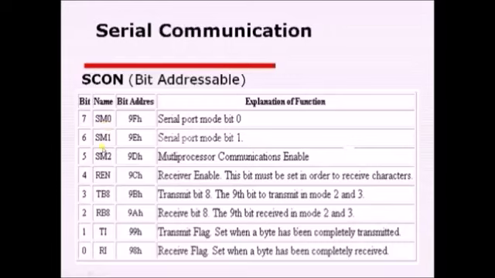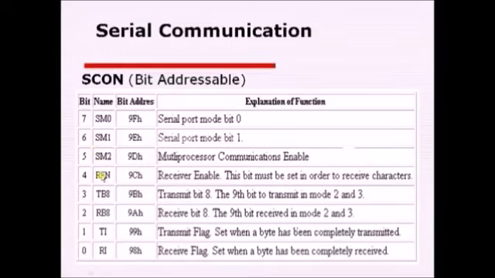SM0 and SM1 are used for selecting a particular mode. We'll see that. And SM2 is for multiprocessor communication. So if more than one processor is connected to the system bus, then the communication between the processors is done by programming this particular bit to logic 1. Then only the processor is going to recognize the request from the other processor.